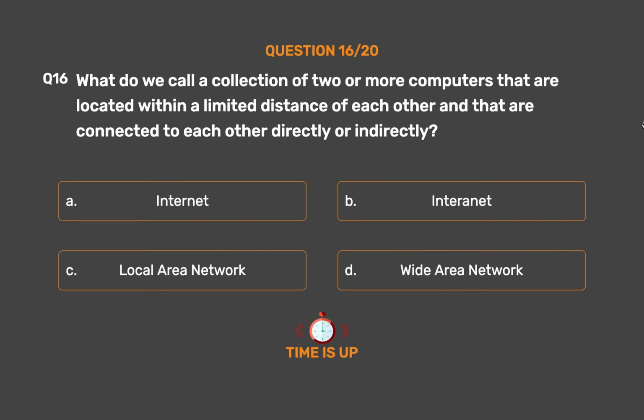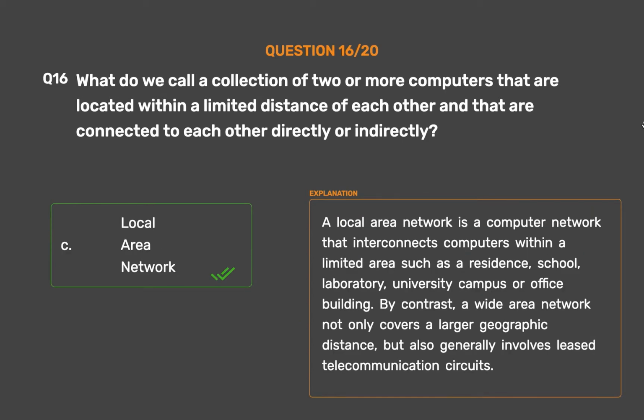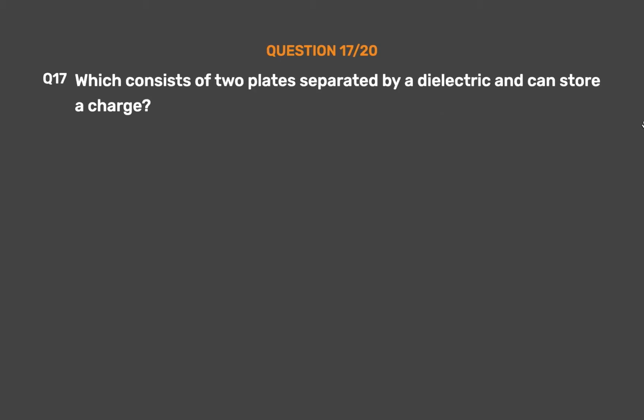The correct answer is option C. Local area network. A local area network is a computer network that interconnects computers within a limited area such as a residence, school, laboratory, university campus or office building. By contrast, a wide area network not only covers a larger geographic distance, but also generally involves leased telecommunication circuits. Question number 17.